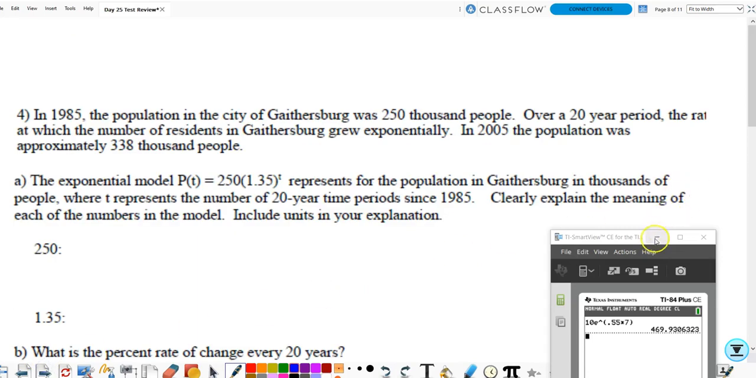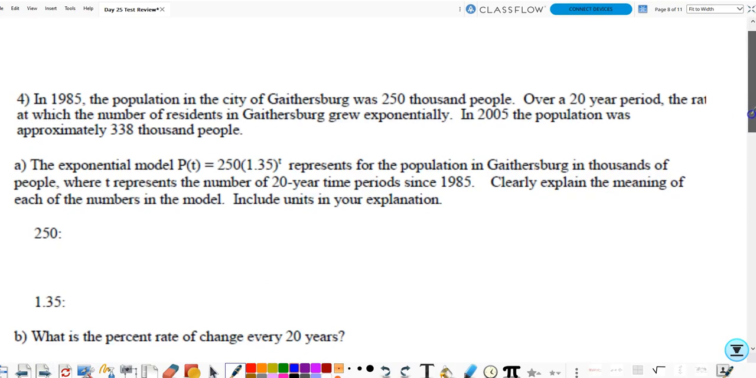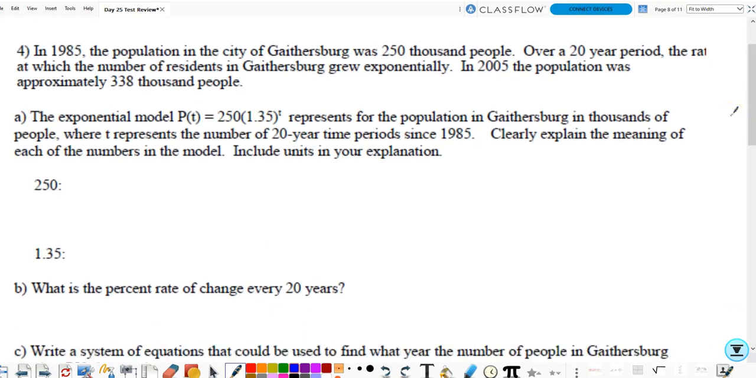All right, for number 4, in 1985, the population of Gaithersburg was 250,000 people. Over a 20-year period, the number of residents grew exponentially. In 2005, the population was approximately 338,000 people. Now they give us an equation. Clearly explain the meaning of each number.